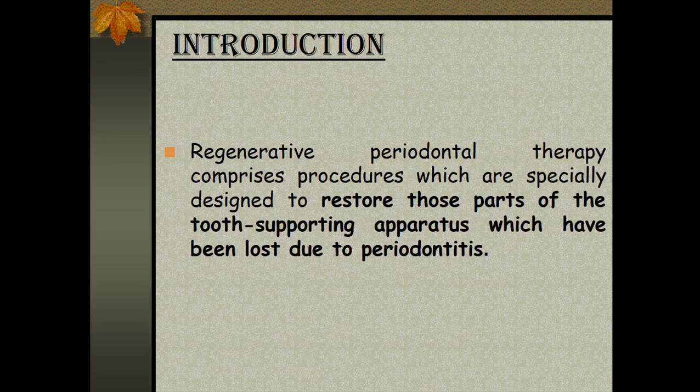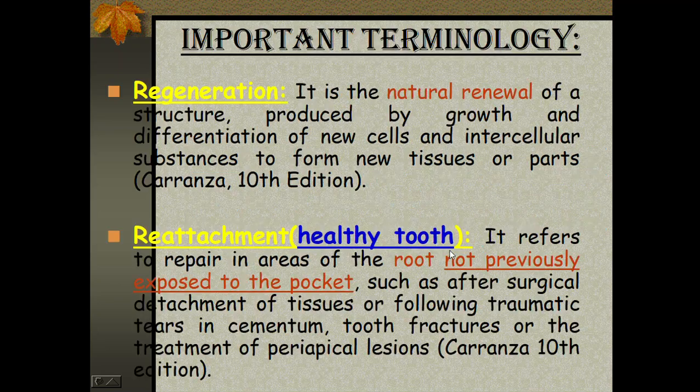Now discussing the introduction. Regenerative periodontal therapy comprises procedures that are specially designed to restore those parts of the tooth supporting apparatus that have been lost due to periodontitis. So in regeneration, we will be discussing how to restore the tooth supporting apparatus that has been lost due to periodontal disease. Now coming on to the important terminology.